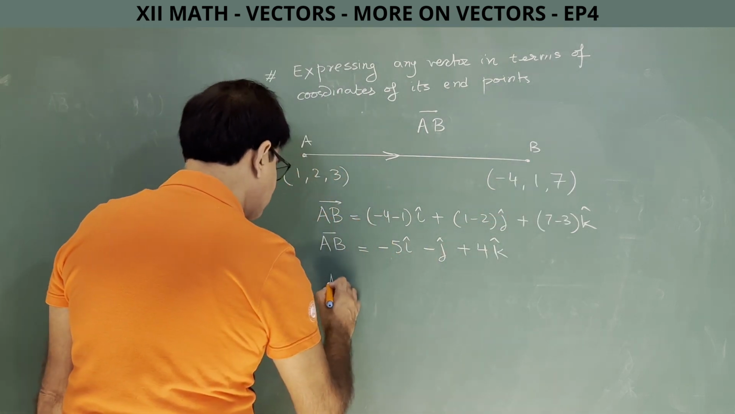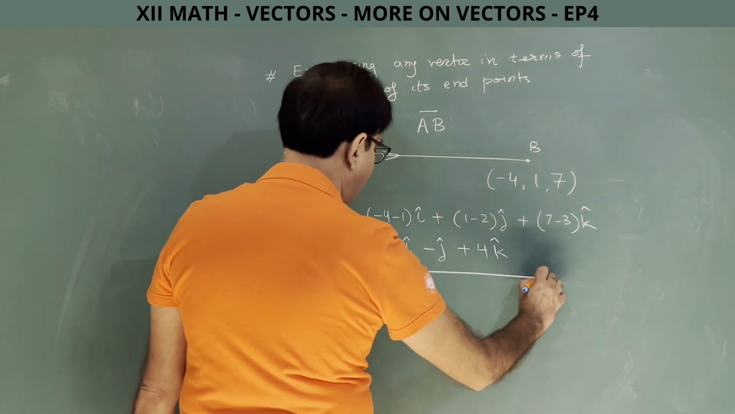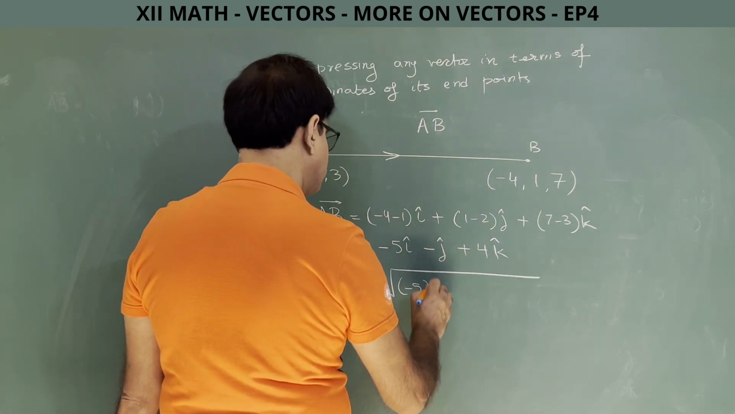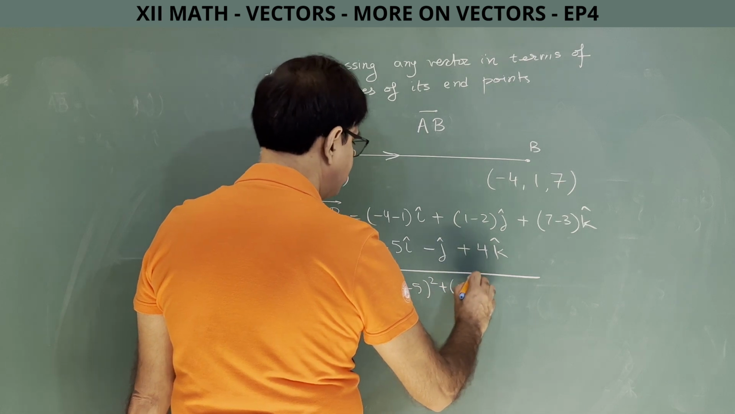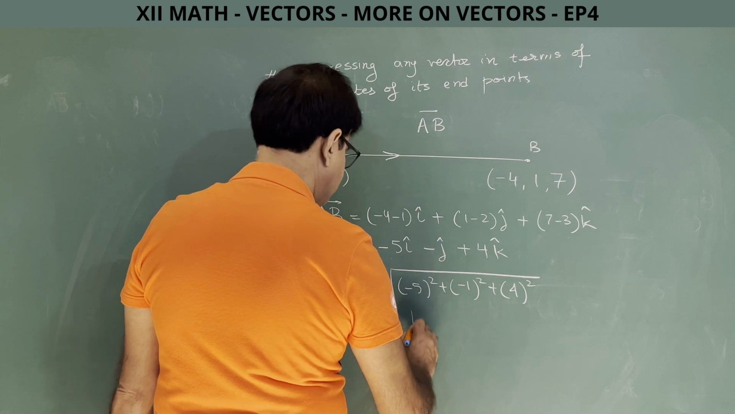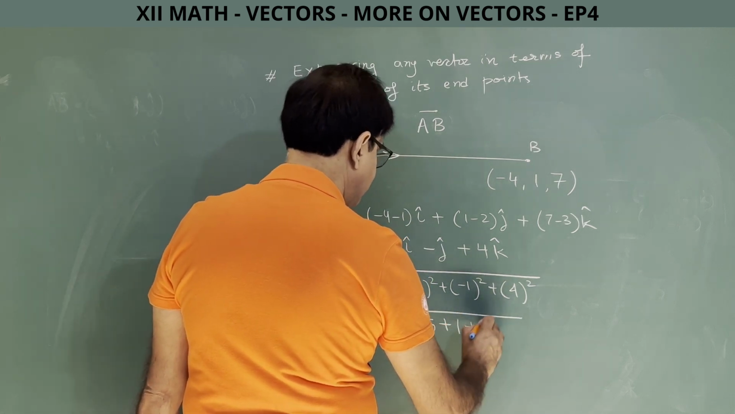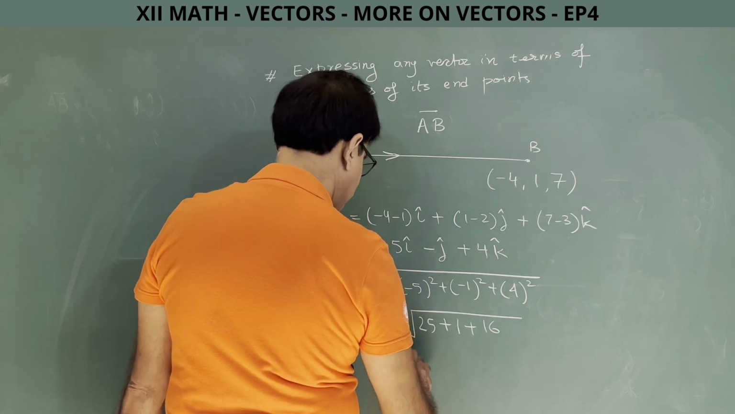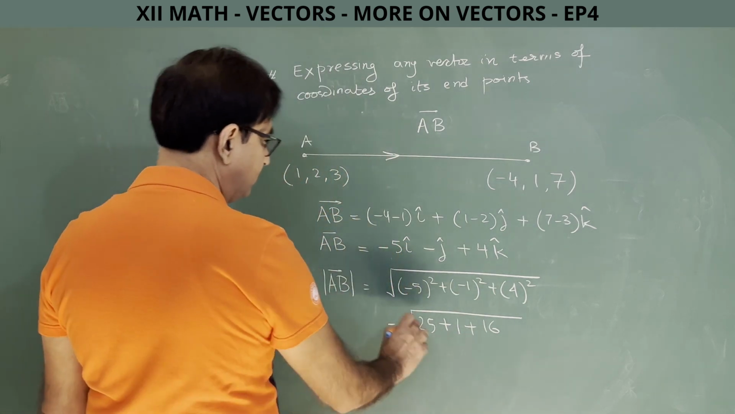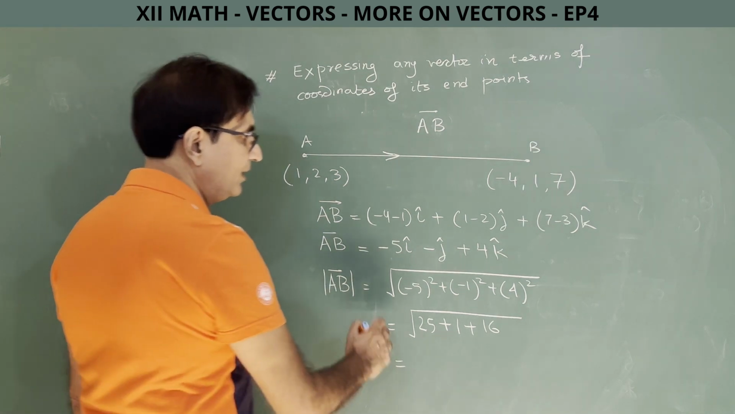Now what will be the magnitude of vector AB? It will be the square root of (minus 5) squared plus (minus 1) squared plus 4 squared. That will be the square root of 25 plus 1 plus 16. You can do your calculation yourself. Don't put plus minus outside. The magnitude of the vector is never negative.